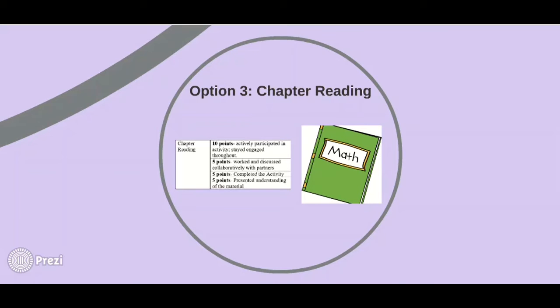You get 10 for being actively engaged in the lesson, 5 for working collaboratively and discussing with partners, 5 for completing activity, and 5 for presenting an understanding of the material.